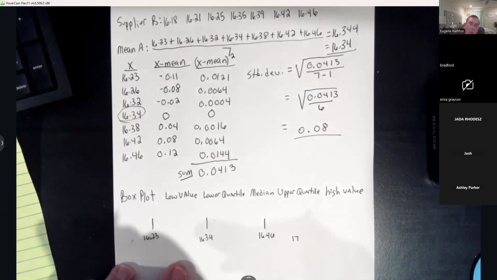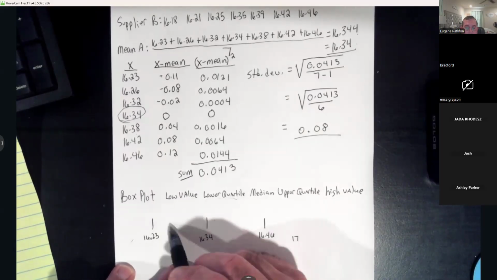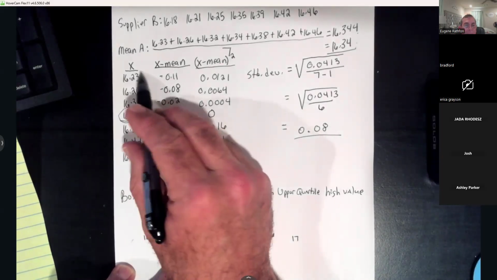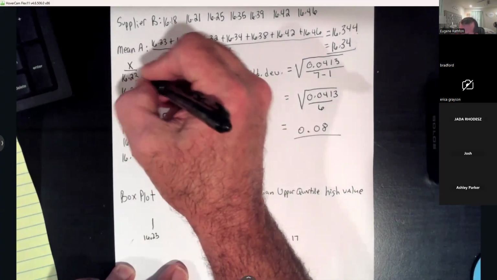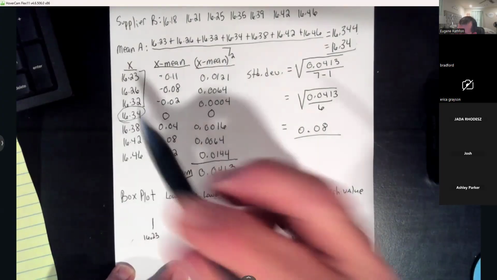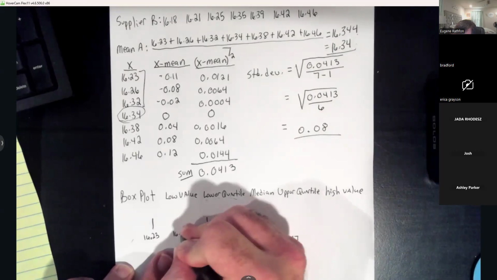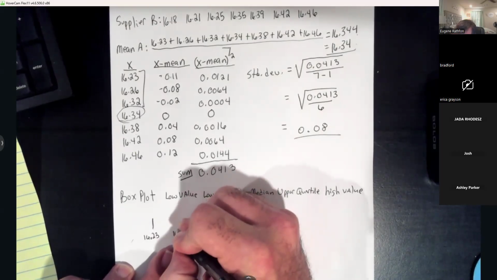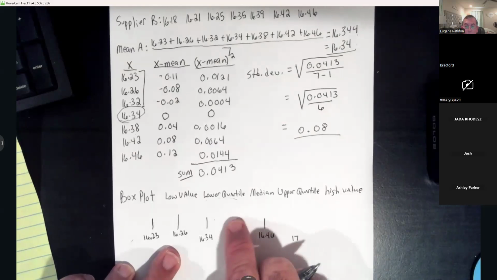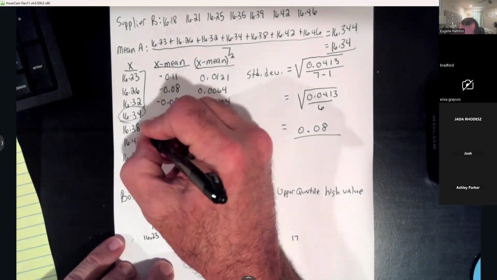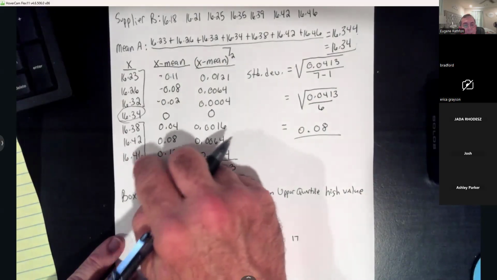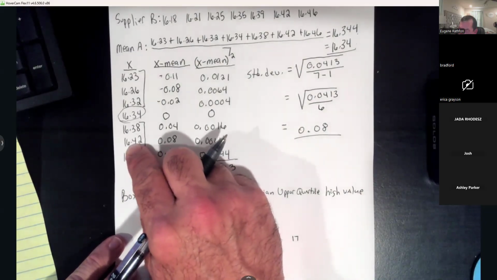Now, my lower quartile goes here. That's the median of the bottom half. Well, the bottom half of data are these 3 numbers here, and the middle of those is 16.26. So 16.26 is going to be my lower quartile. Now I'm going to find my upper quartile and put it right here. And the upper quartile is the median of the upper half of data. So that was the 16.42.